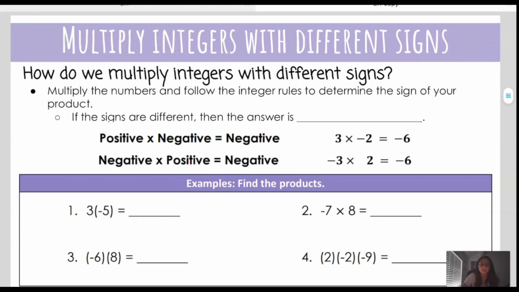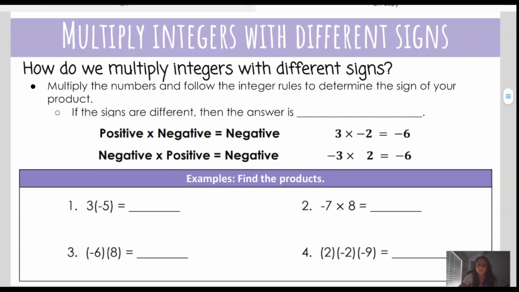All right, now let's look at what happens when we multiply integers with different signs. So we're going to do the same thing. We're going to multiply the numbers, but then to find the sign of our answer, we're going to look at our next integer rule, which is if the signs are different, then the answer is negative. So for example, if we have a positive times a negative, our answer or product will be negative. Like here, where we have positive 3 times negative 2, our answer is negative 6.